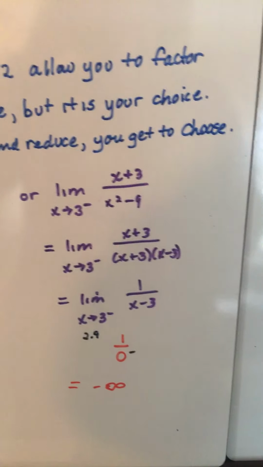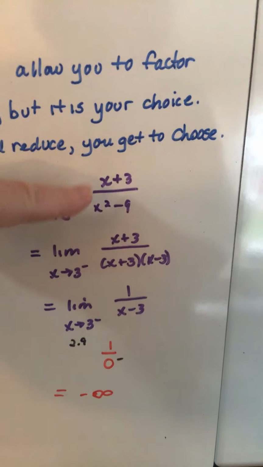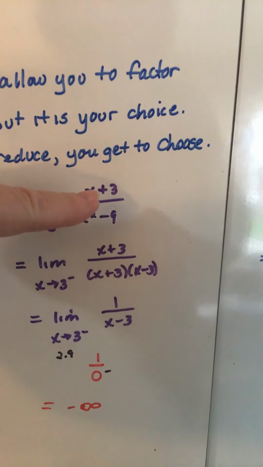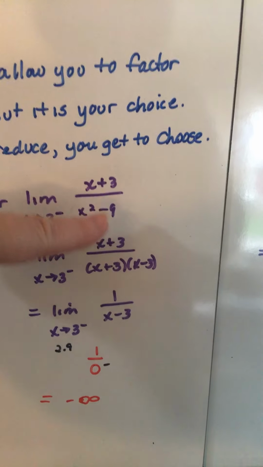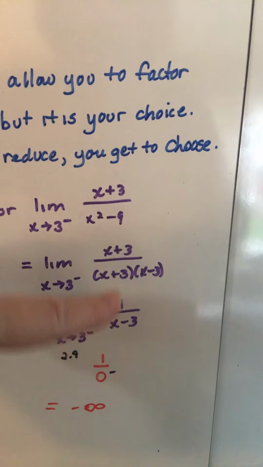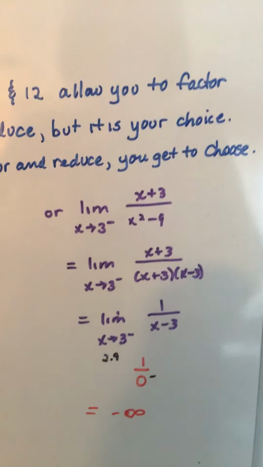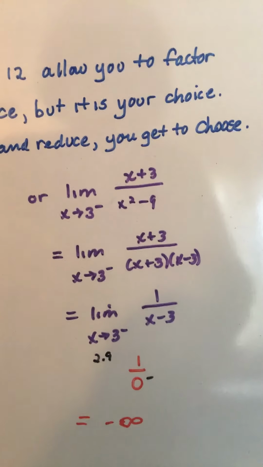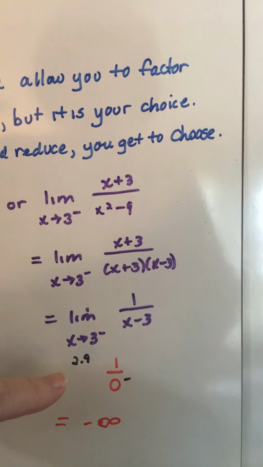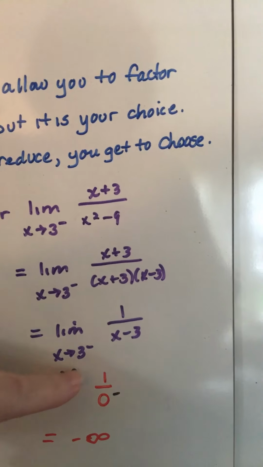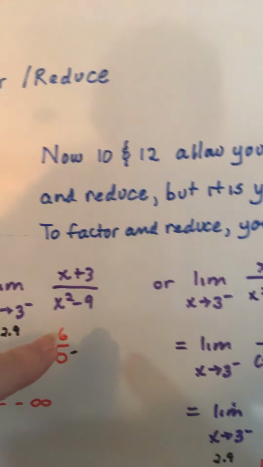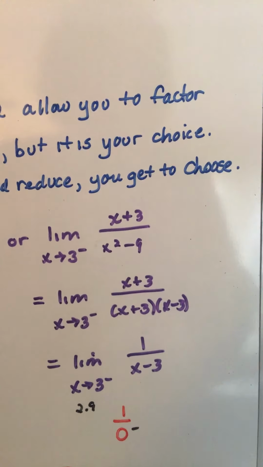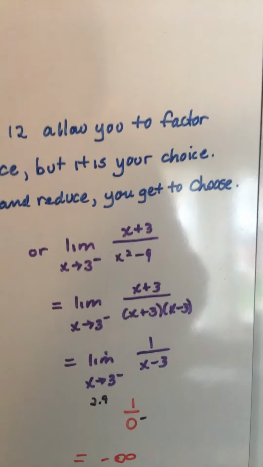And by the way, I want to be honest, when you get into college, they don't expect to see this. They assume you can go from step 1 here all the way down to there, that you should know a difference of squares by heart and not have to show extra work, and nobody would demand it. Now, from the left, 2.9, I plug in, instead of 6 over 0 negative, it's 1 over 0 from the left, and it's still negative infinity.